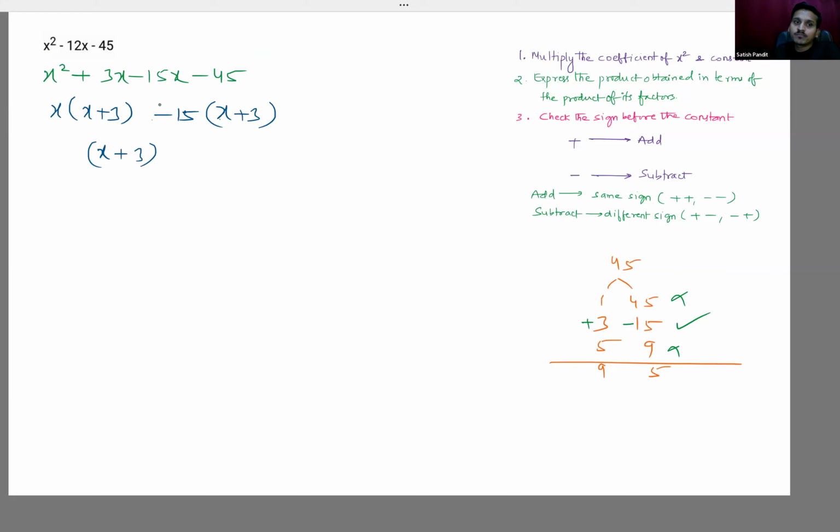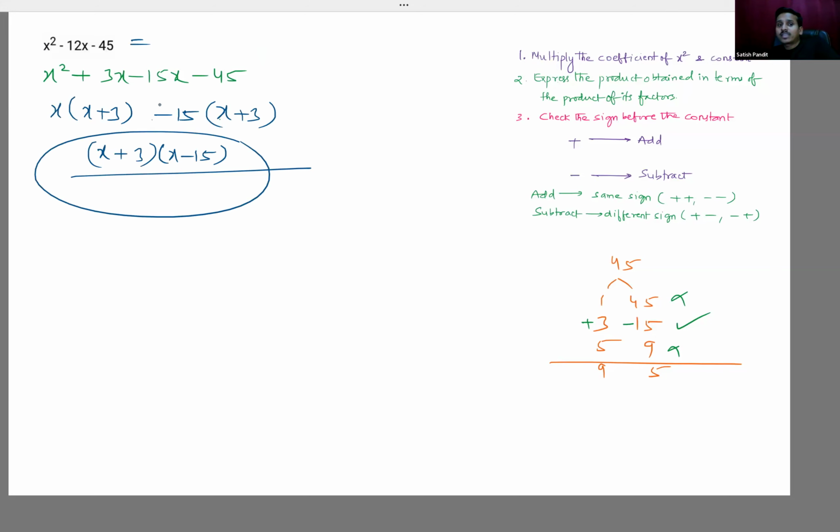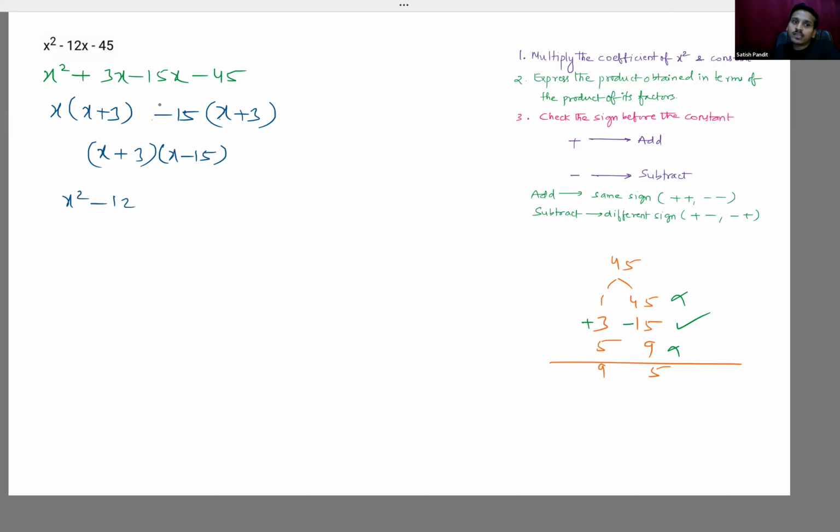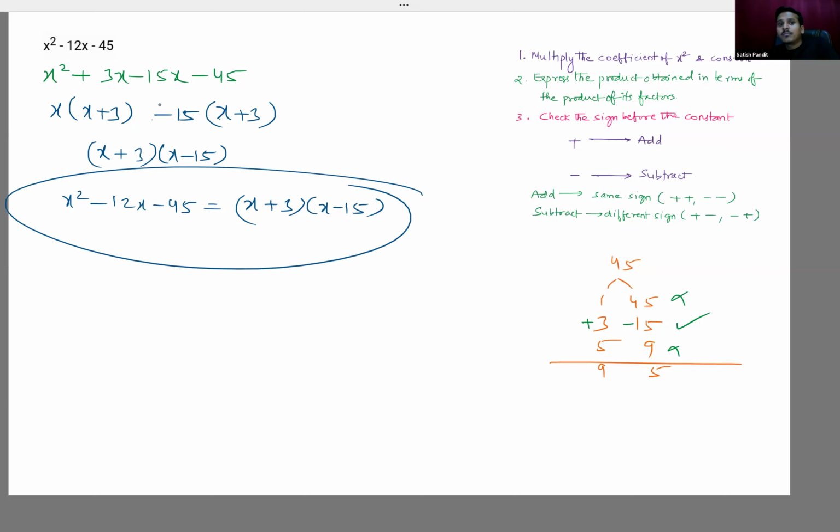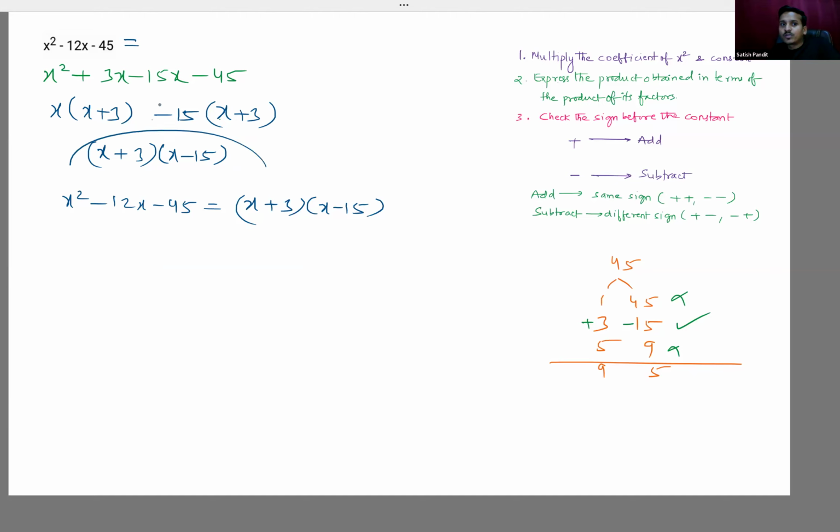This is the answer. You can write this thing here, okay? Or you can write an extra step. You can write x square minus 12x minus 45 is equal to x plus 3 into x minus 15. Hereafter, I'm going to leave the answer up to this point, okay? I'm not going to write all these things, but you can write, okay? This is equal to this one. You can write, okay? Clear? Yes. Next question.